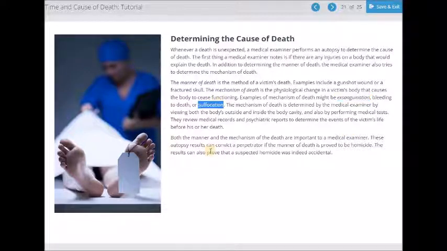You may suffocate, and there's ways to tell if you suffocated. The medical examiner has to determine that by looking outside the body and inside of the body and performing these medical tests. A lot of these tests are chemical. A lot of these involved taking x-rays or other pictures or cutting the body open and looking at certain organs. The medical examiner will even review the medical records and the psychiatric records to determine something about the person's life before they died.